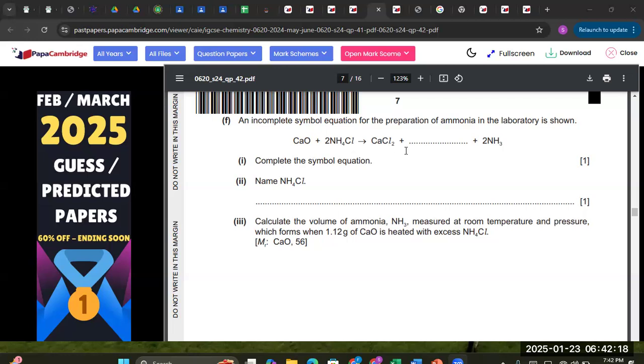Check the balancing. For example, you can see that there is no mention of oxygen in the product. So the product contains oxygen. Then it will contain something else. So why don't you try checking the balancing and see what is not balanced? Whatever element is not balanced, that is probably a part of the product.